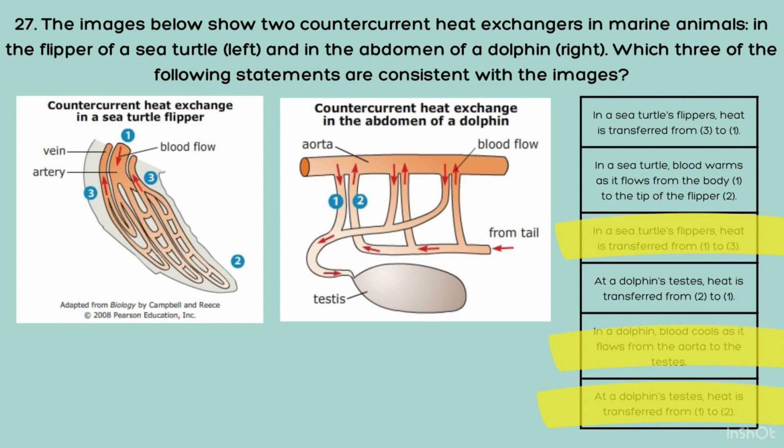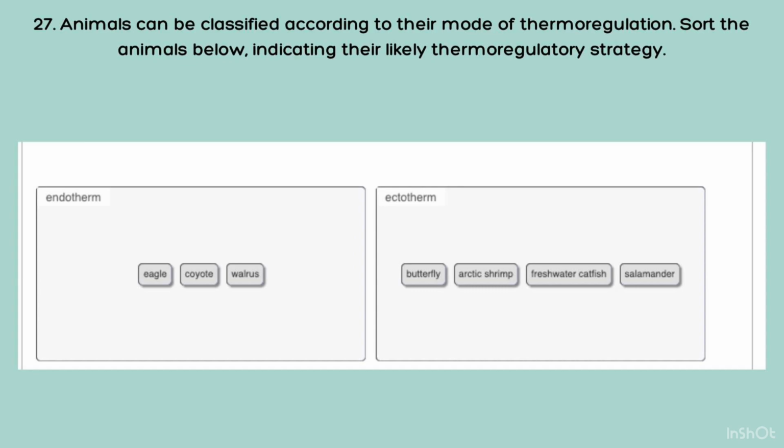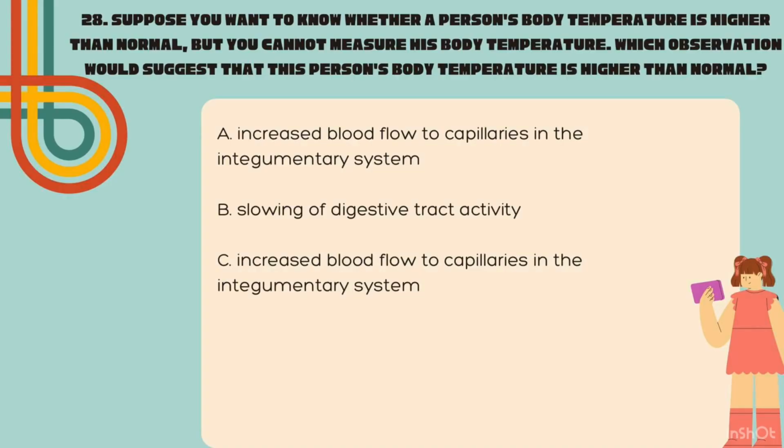Number 27. Sort these animals below, indicating their likely thermoregulatory strategy. So for endotherm, we'd have eagle, coyote, walrus, and for ectotherm, we'd have butterfly, arctic shrimp, freshwater catfish, and salamander. Number 28. Suppose you want to know whether a person's body temperature is higher than normal, but you cannot measure his body temperature. Which observation would suggest that this person's body temperature is higher than normal? The answer is going to be A. Increased blood flow to capillaries in the integumentary system.